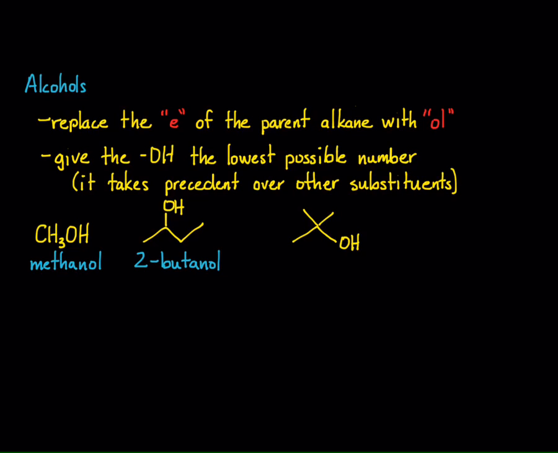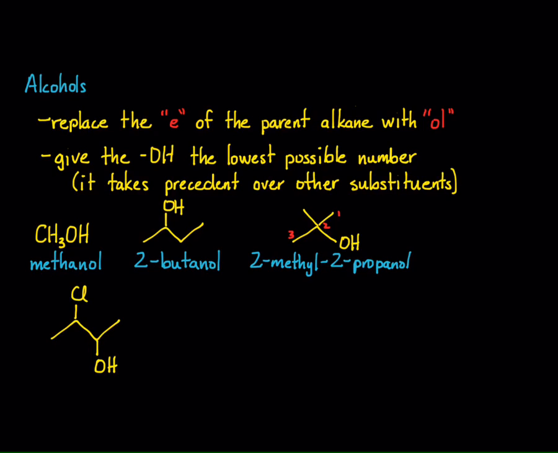Here I have an alcohol that has the OH on the 2nd carbon of the longest continuous carbon chain of a 3-carbon chain. So 3 carbons would be propane. I drop the E, I add an OL, it becomes propanol. And if I number it, 1, 2, 3, then I have another substituent, a methyl group, on the 2nd carbon. So notice I have an OH group on the 2nd carbon, I have a methyl group on the 2nd carbon, and therefore this would be 2-methyl 2-propanol.